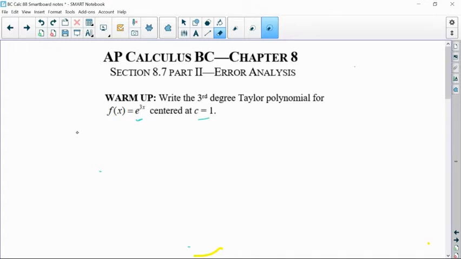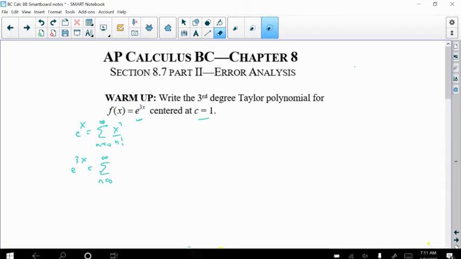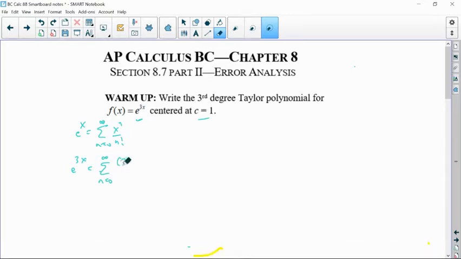But I can start off with just knowing that my function e to the x is the sum from n equals 0 to infinity of x to the n over n factorial. So we know that. So it's really easy to manipulate it to make it e to the 3x. Simply where there's an x, replace it with a 3x. So n equals 0 to infinity, and then 3x to the n over n factorial. So there's a Taylor series centered though at 0, not centered at 1.